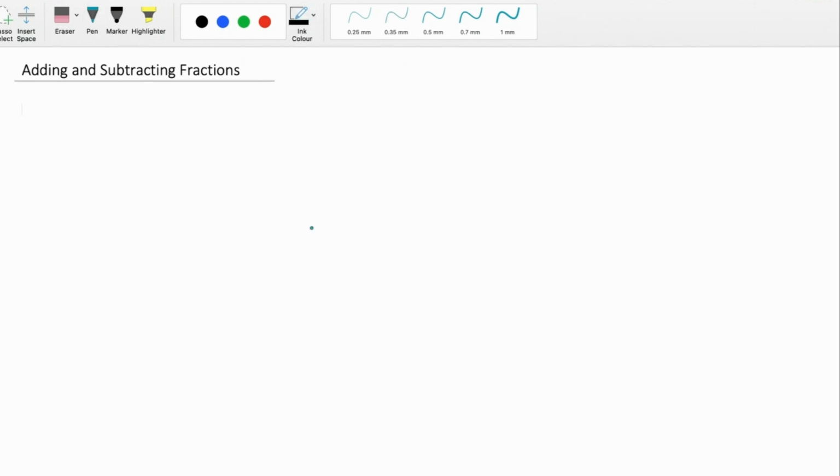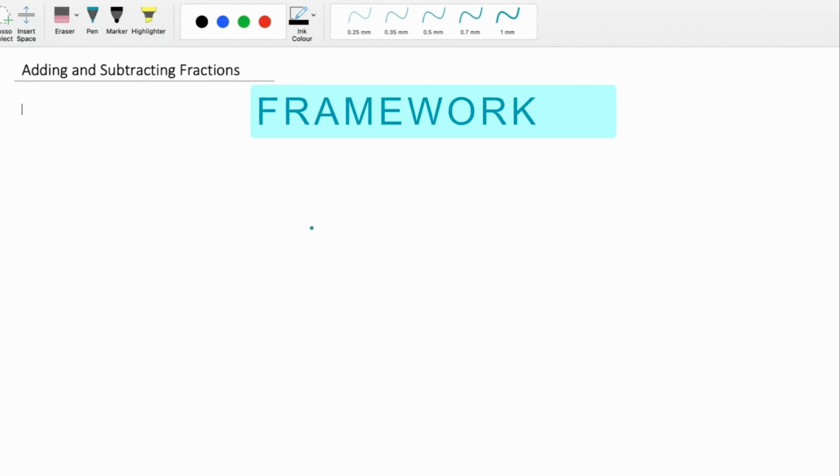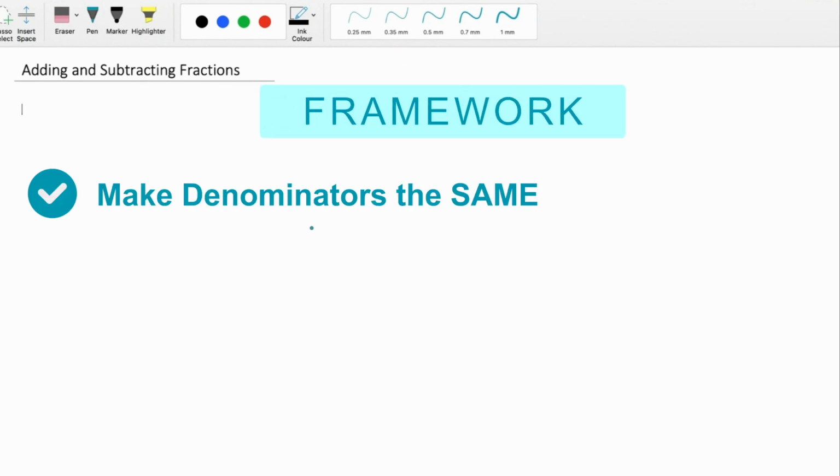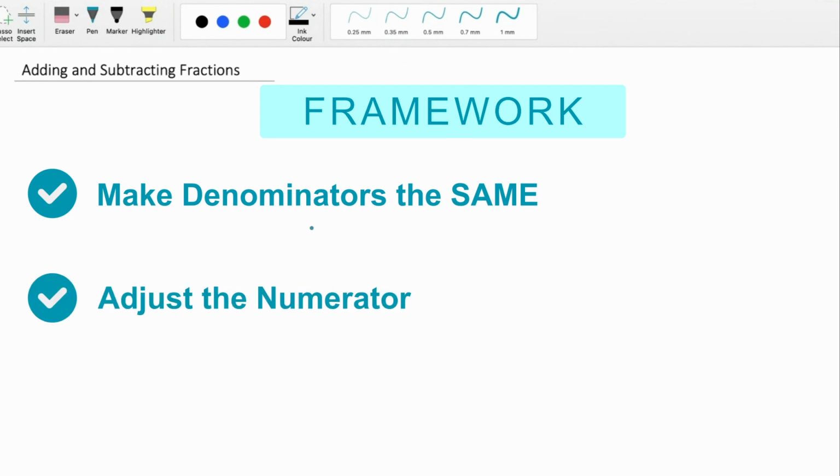Now the main question that will be answered in this video is how do we actually approach adding and subtracting fractions? Well, it's pretty straightforward once we have a framework. Step 1, we need to make our denominators the same. Step 2 is adjust your numerator accordingly. And step 3 is simplify.